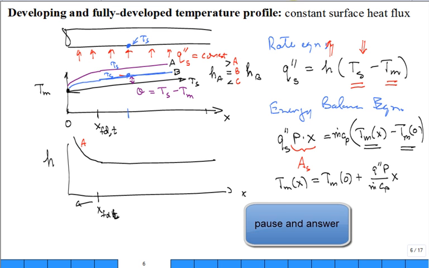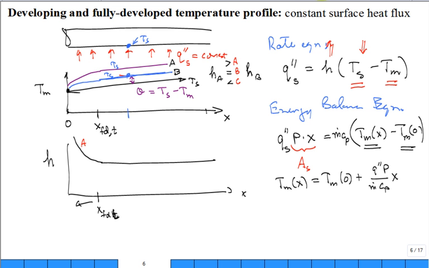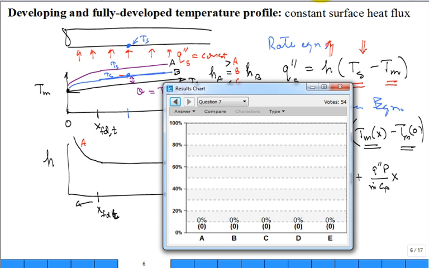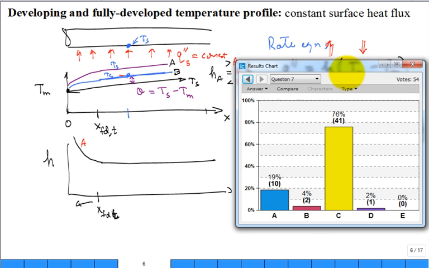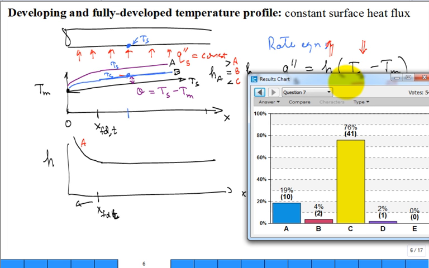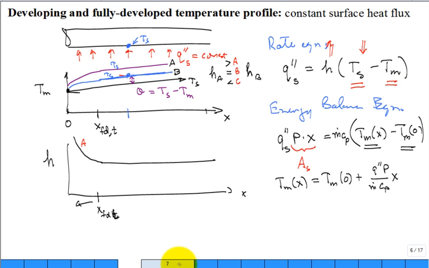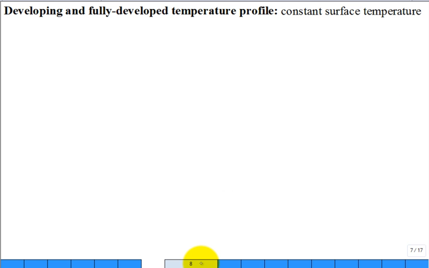All right, we'll stop, and let's take a look. Somebody went for D. I think a neighbor has pushed your button. Watch your neighbors. So the convection coefficient for A is lower, hence the delta T is higher, and that's what's shown. So that's correct.